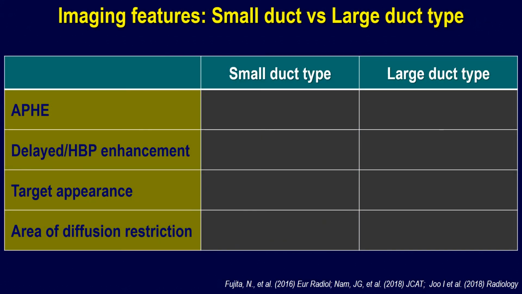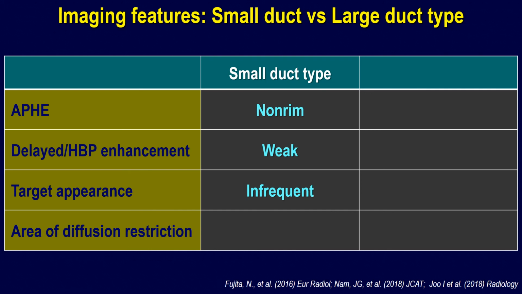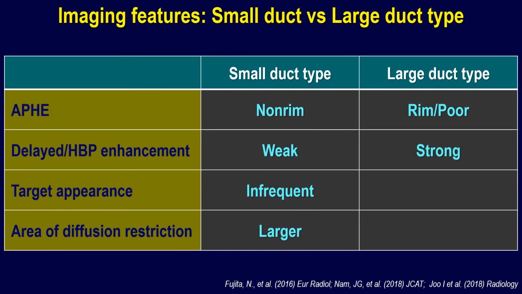There have been some attempts to predict histological type by imaging features. According to previous studies, small duct type more commonly shows non-rim arterial phase hypoenhancement, weak enhancement on the delayed or hepatobiliary phase, infrequent target appearance, and larger area of diffusion restriction. In contrast, large duct type tends to show rim or poor arterial phase hypoenhancement, stronger enhancement on delayed or hepatobiliary phase, frequent target appearance, and smaller area of diffusion restriction.